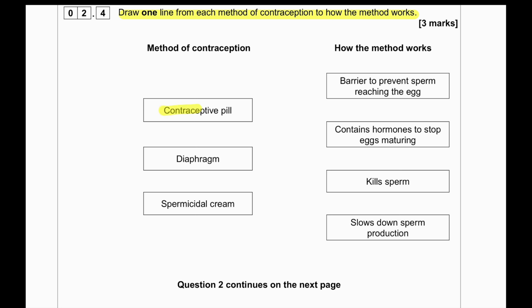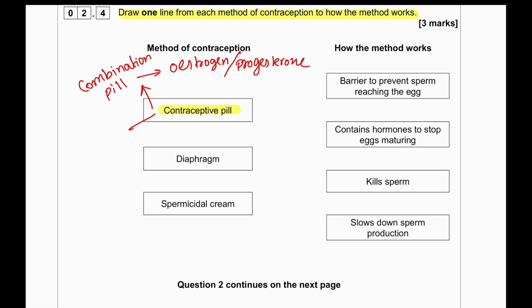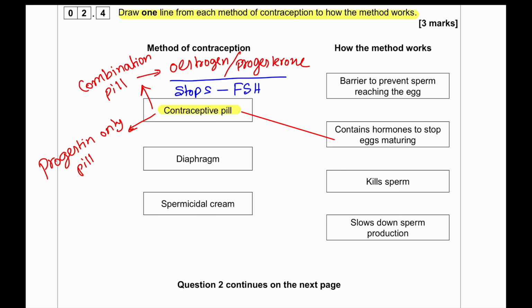First of all, the contraceptive pill. The contraceptive pill comes in two different varieties. One is the combination pill, which consists of estrogen and progesterone. The other type is the progestin-only pill. Both of these types of pill contain hormones that will prevent new eggs from maturing. So it contains hormone to stop eggs maturing. The main reason we can say this is that both estrogen and progesterone, or the progestin-only pill, prevent FSH from being released by the pituitary gland. The follicle stimulating hormone is prevented by them.